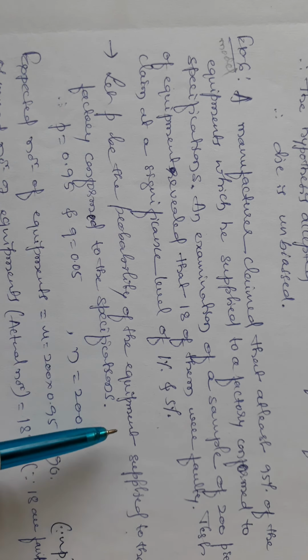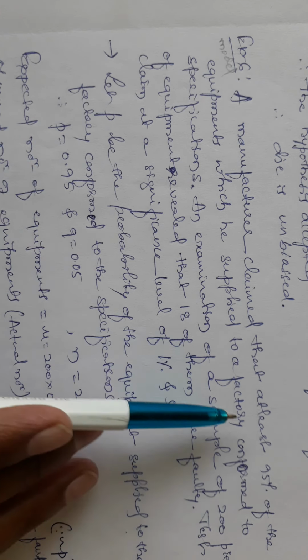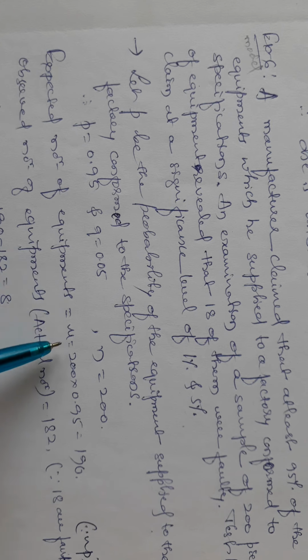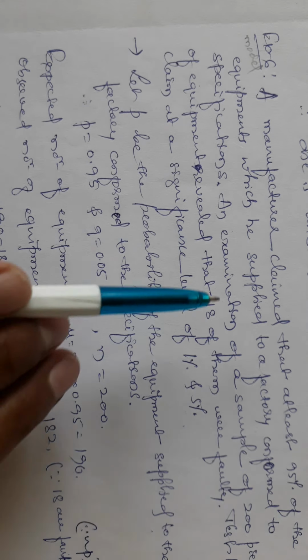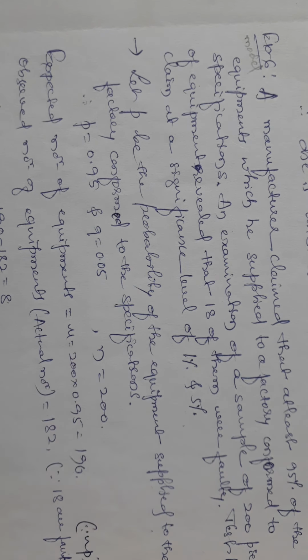Let P be the probability that equipment supplied to the factory conforms to the specification, that is 95%, therefore P equal to 0.95. If P is 0.95, Q is 0.05. Here N is 200. Now the expected number of equipments, mu, equals 200 into 0.95, that is 190. The observed number of equipments, that is the actual number, is 182, because out of 200 there are 18 faulty, so we subtract from 200 to get 182.